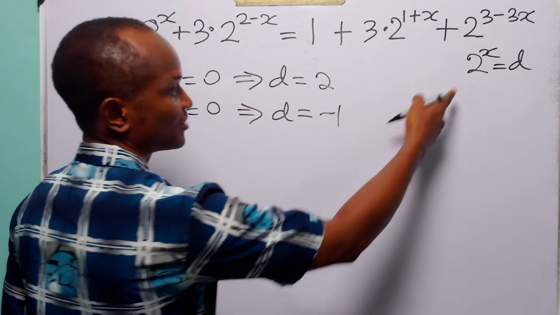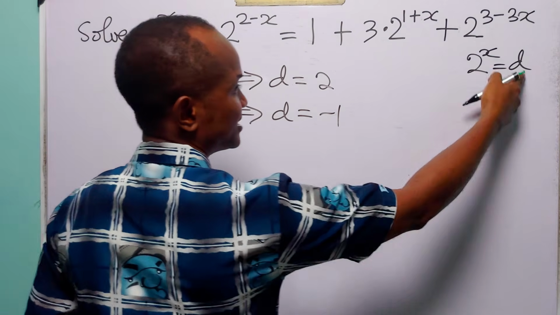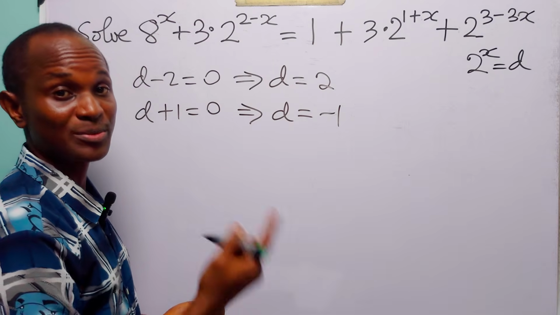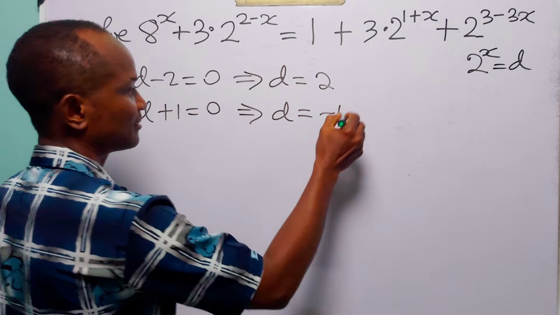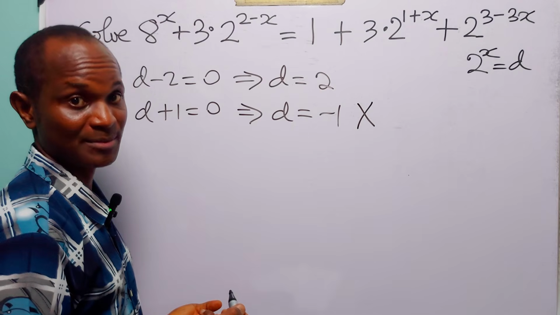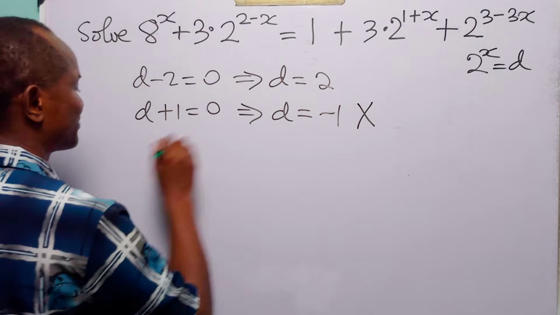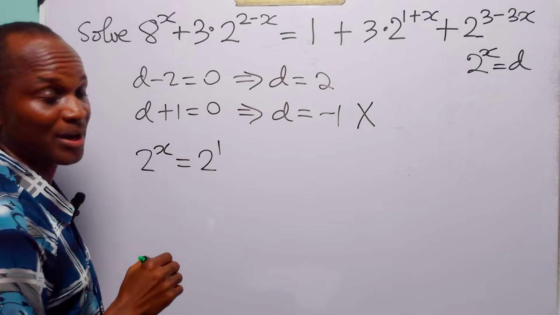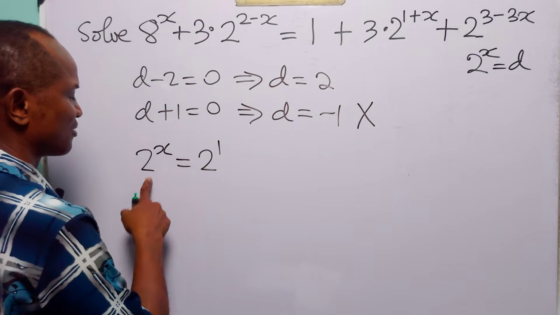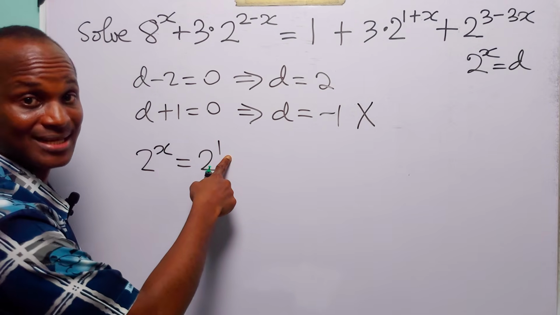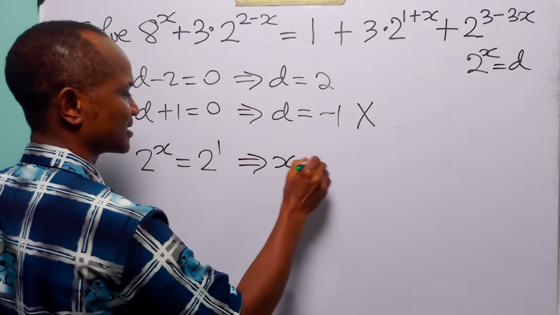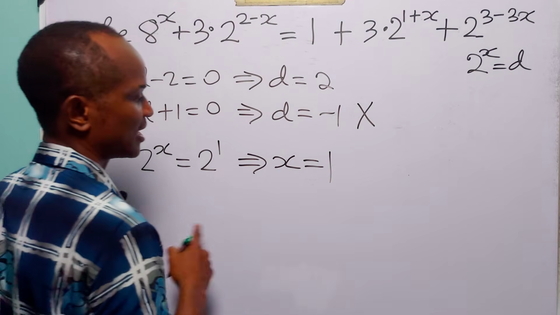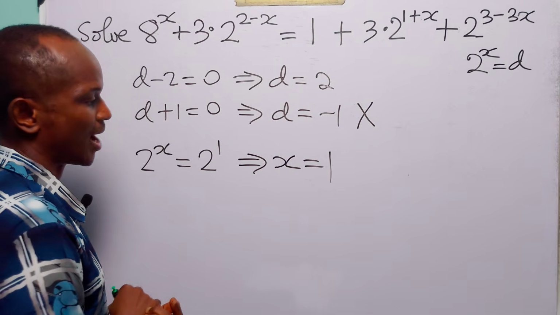Now let us go back to this substitution. We have that d is equal to 2 to the power x. And of course, for real values of x, 2 to the power x can never be negative. That means that this value of d is unacceptable. So we have that 2 to the power x is equal to 2. Of course, this is 2 to the power 1. Now that we have the same base on both sides of the equation, we can equate the exponents. When we do that, we have that x is equal to 1. So the value of x that satisfies this exponential equation is x equal to 1.